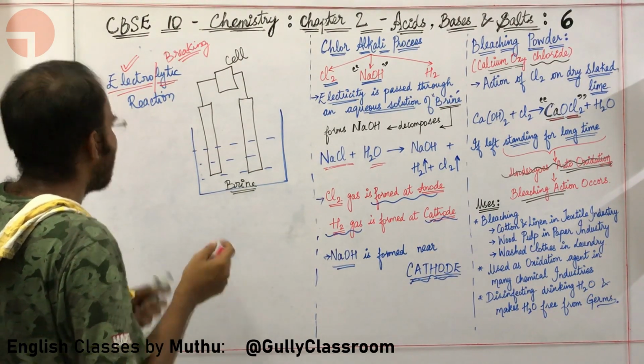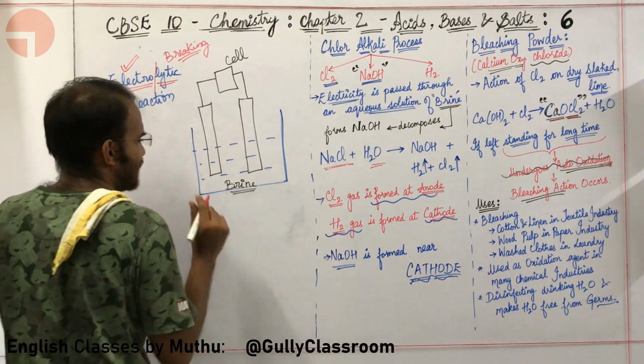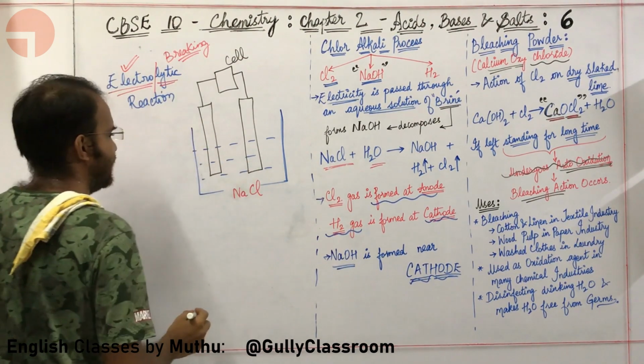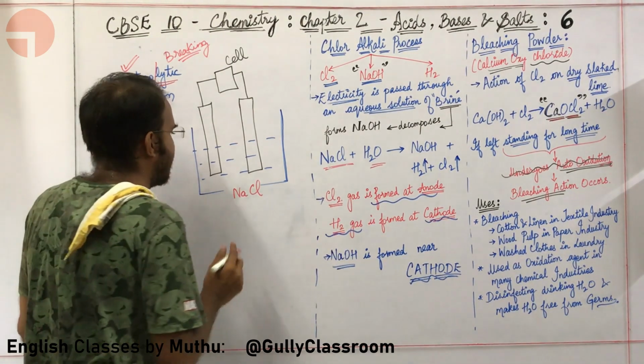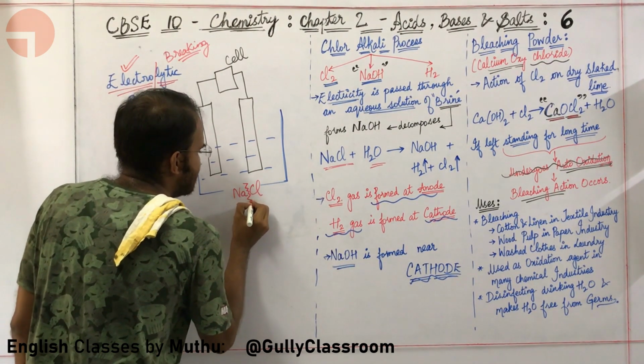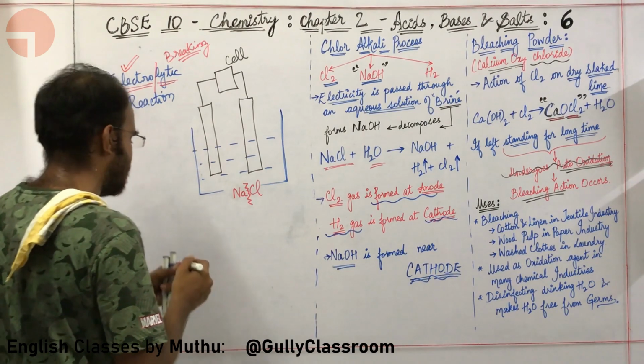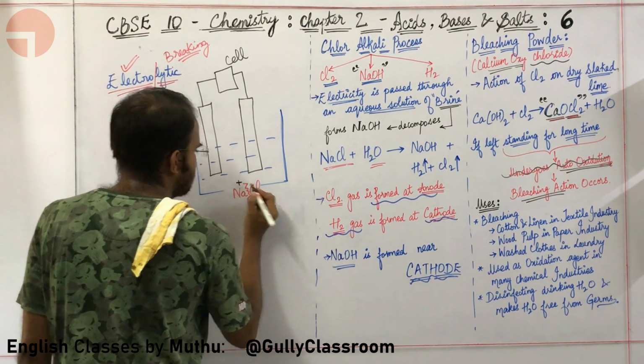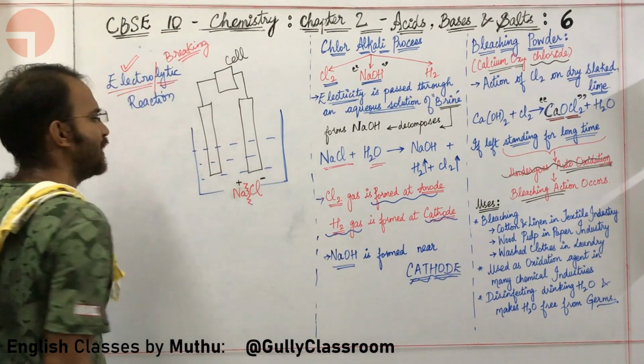Now what will happen, sir? Brine is nothing but salt, so let me write NaCl over here. Because I am passing current, this Na and Cl will break. What will it form, sir? Na will form a positive ion and chlorine will form a negative ion.